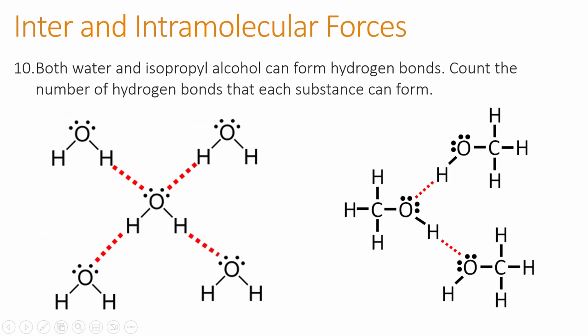Now, interestingly enough, both water and isopropyl alcohol can form hydrogen bonds. So let's see how many each one can form. So I've got 1, 2, 3, 4 for H2O, and only 1, 2 for isopropyl alcohol.